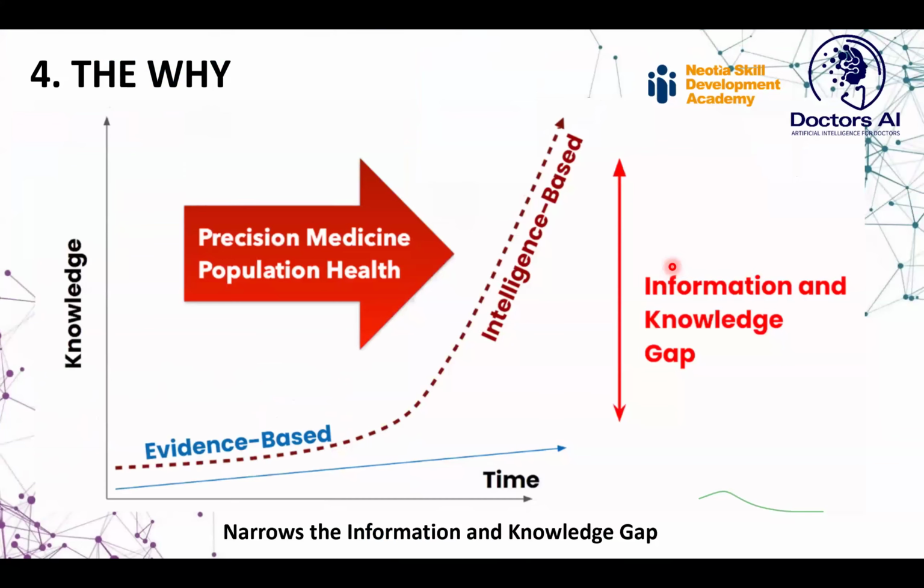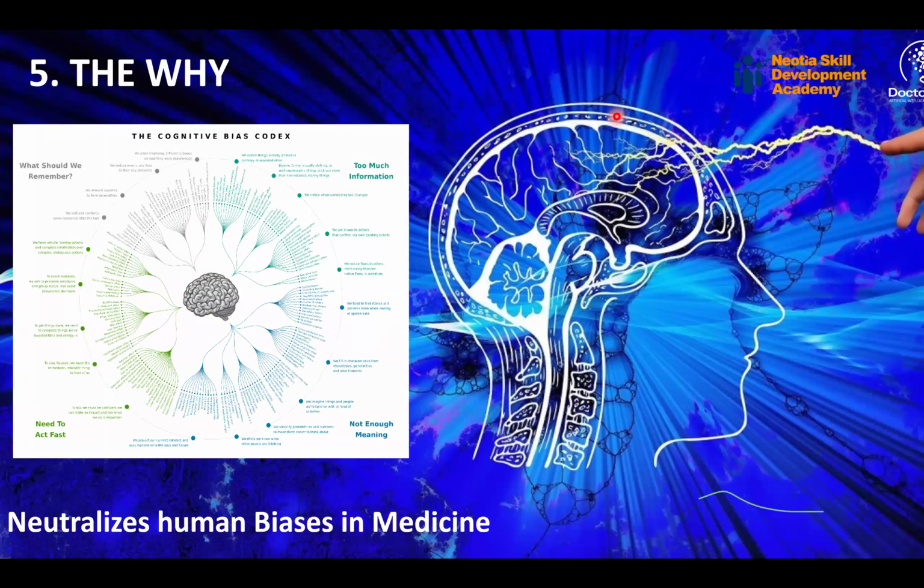Again, this knowledge and information gap is increasing very fast. And from evidence based medicine, we are completely sweeping into intelligence based medicine. So you will find a lot of use of AI in precision and population health. And the most important part, we've spoken about learning to cognition in one of the slides. As you can see, the cognitive bias codex is one of the limitations of any medical practitioner. We are often driven by what we experience most or what we see more often. And this often becomes a cognitive bias. So this will help us neutralize the human biases in medicine if used in the right way.